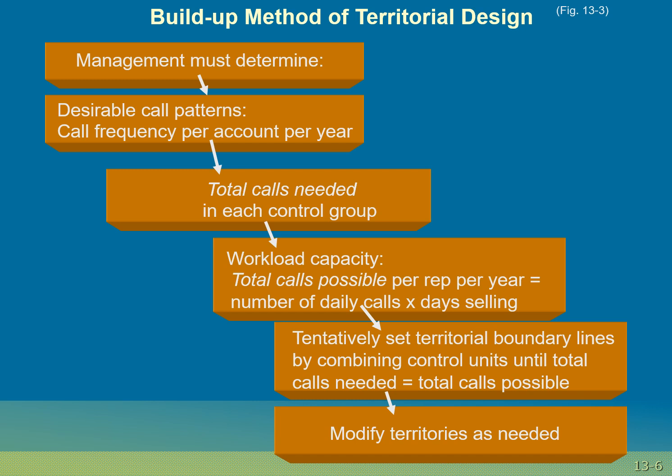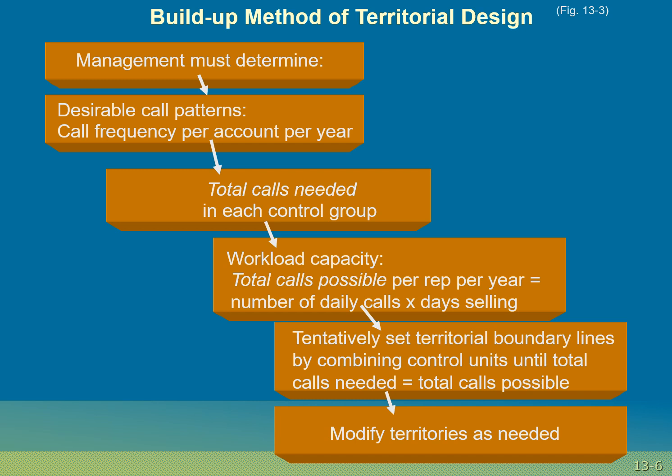So it basically is a call frequency per account per year. The frequency of calls or visits per account per year. And an account in this case is a customer. So for a given customer, how many times do you have to call or visit them? Then using that, you come up with the total calls needed for each control group.